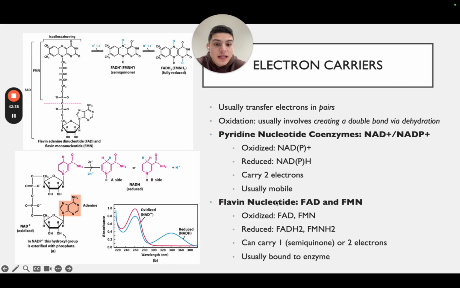And then there are also the flavin nucleotides, which are FAD and FMN. The oxidized forms are without the H's, and the reduced are with the H's added to them, and usually it's 2. Same thing here, it's 2 electrons, we just don't designate it. We added a plus H proton here, so just know that this is 2 electrons still, even though it shows just the 1 H. It can carry 1 semiquinone or 2 electrons, and it's usually bound to an enzyme. It's not freely floating like NADP plus or NAD plus.